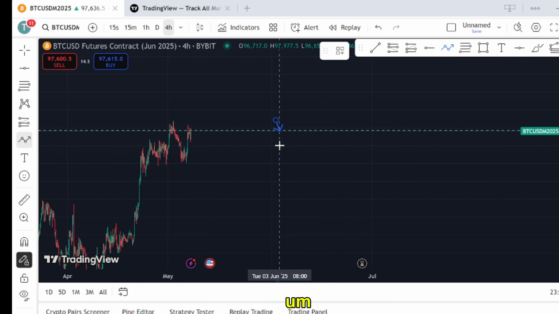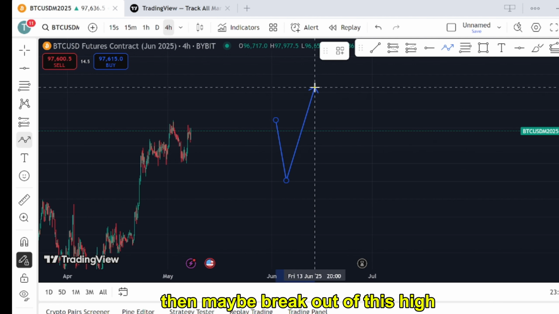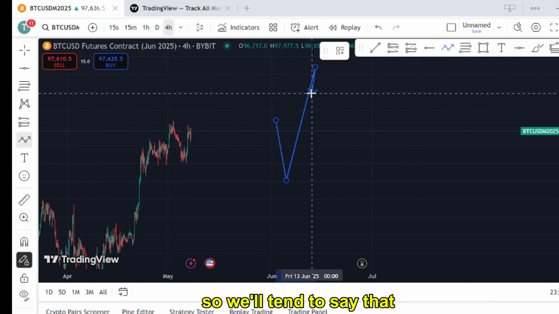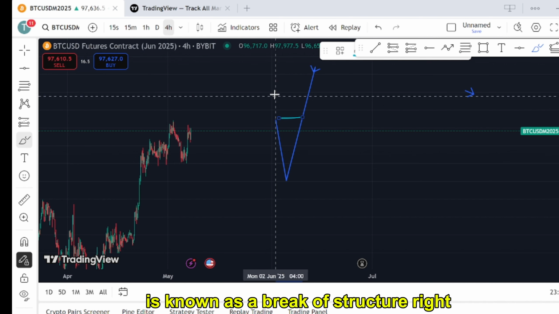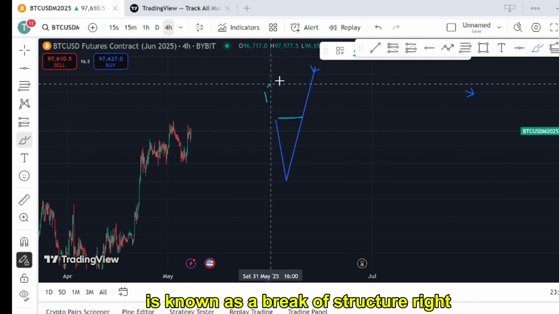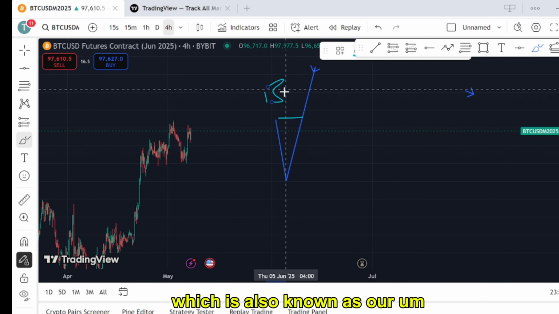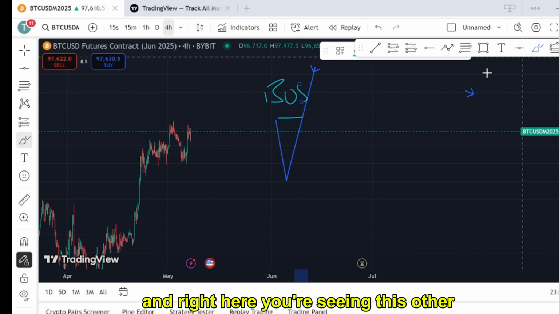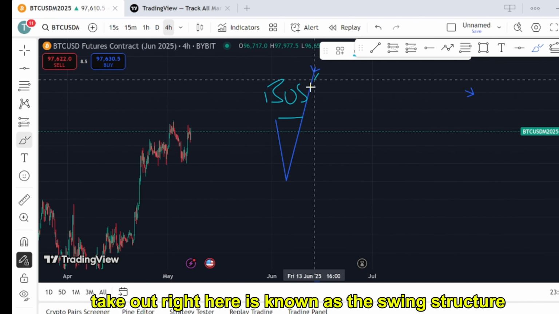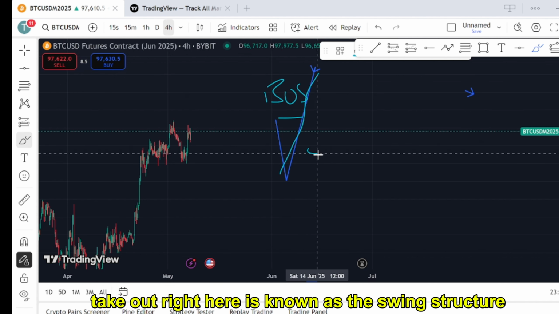Let's say you have something like this, then maybe a breakout of this high. We tend to say that this big breakout right here is known as a break of structure. And this other takeout right here is known as the swing structure.